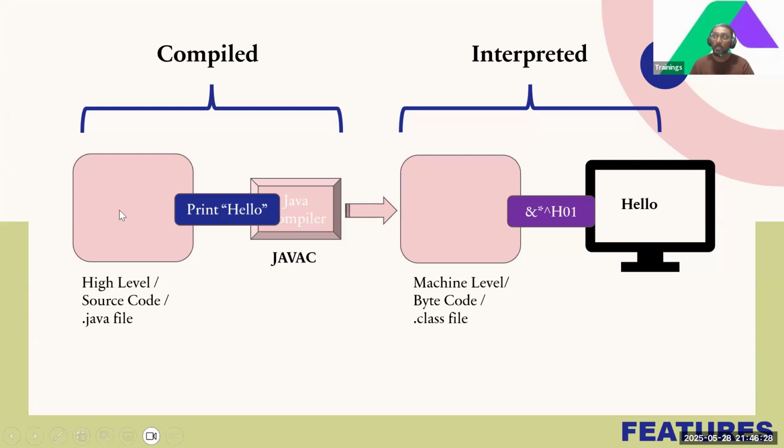But when we are writing high level language, we require the Java compiler, which will convert those instructions to low level language. And once we execute that low level language, the machine will follow those instructions and print the outputs accordingly.